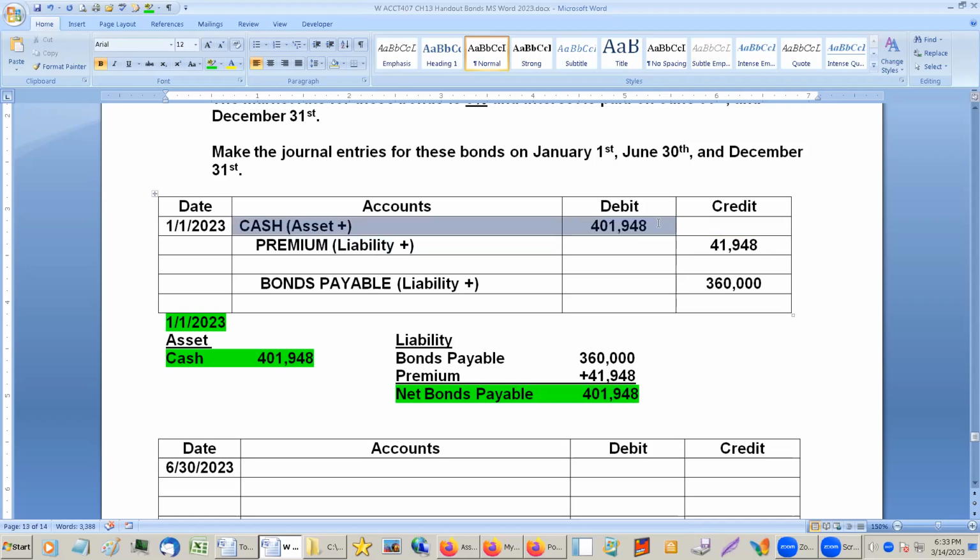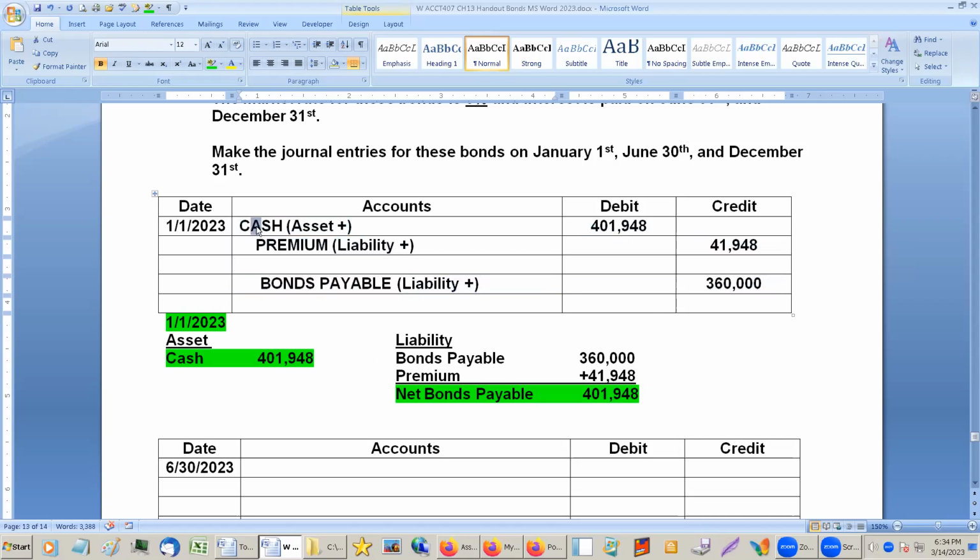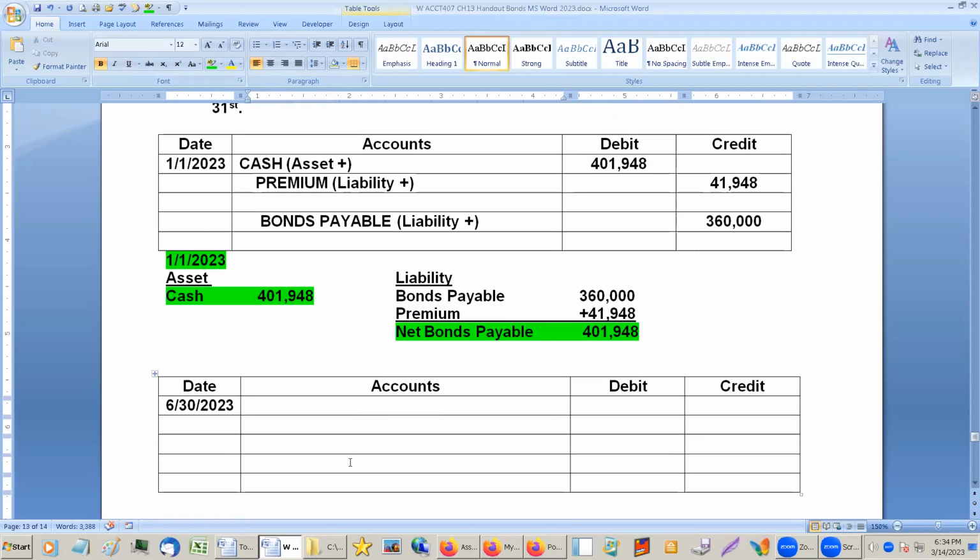How much do we borrow? Well, what did they write the check for? How much cash do we get? That's what we borrow, 401,948. This other stuff is kind of making it come out right, but this is what we really borrowed. Now, eventually, this premium is going to go down to 0, and we'll just pay off the 360. All right, so let's see how we're going to do that.